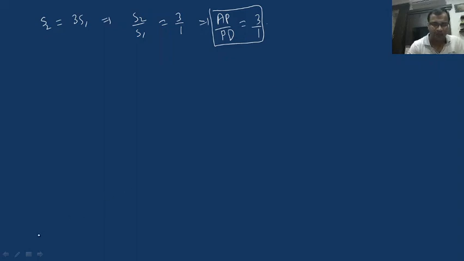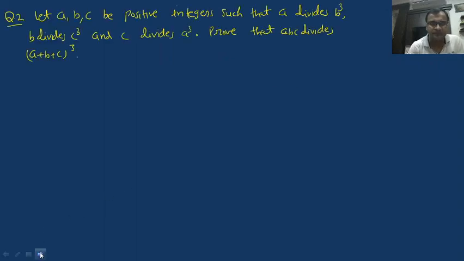Okay, now move to the next problem. This is a nice number theory problem. In this problem, we are given that A, B, C are positive integers such that A divides B^2, B divides C^2, and C divides A^2. And we have to prove that ABC divides (A + B + C)^13.